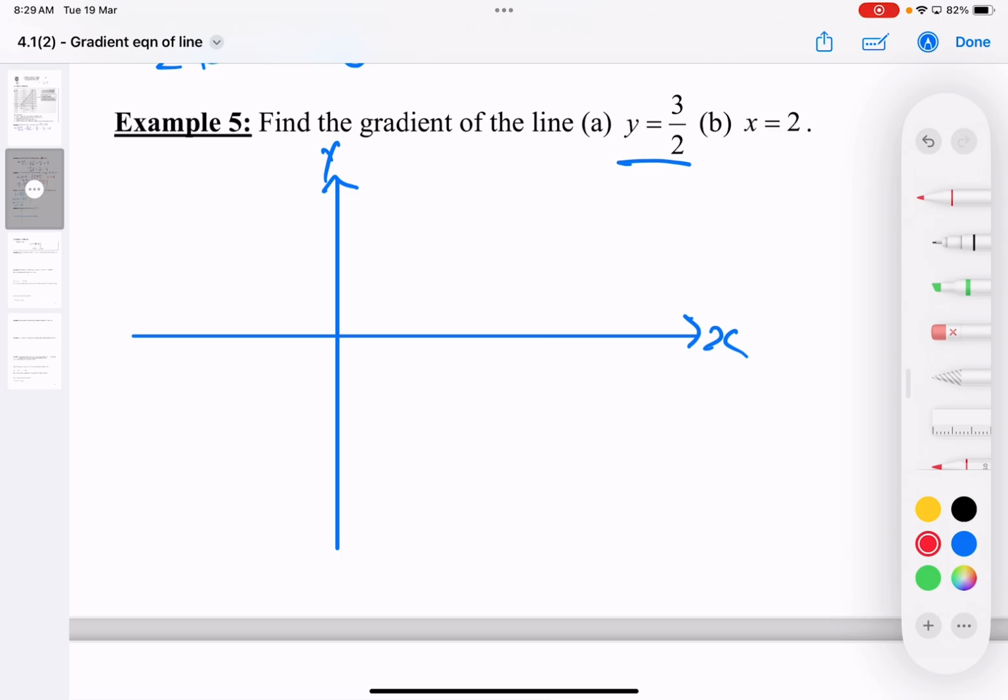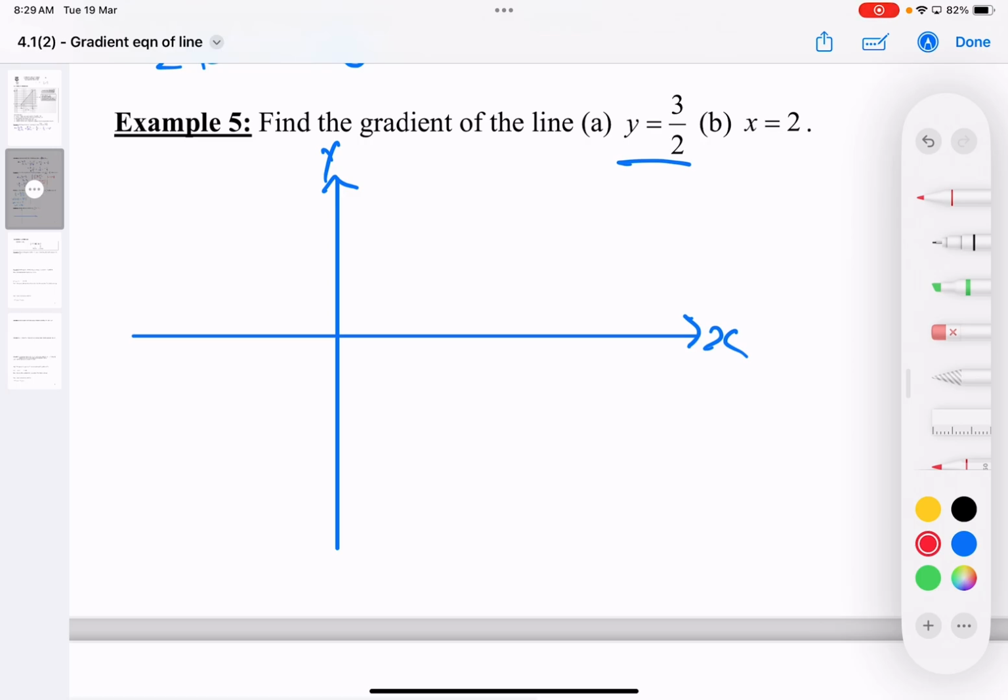Let's focus on the first part first. What does it mean when the line is y equals 3 over 2? 3 over 2 is just 1.5. It is a straight line. Y equals 3 over 2. That means at every single point in the line, the value of y maintains at 3 over 2. Where is y 3 over 2? Somewhere here.